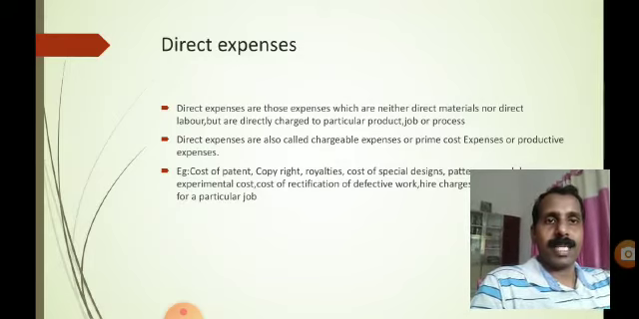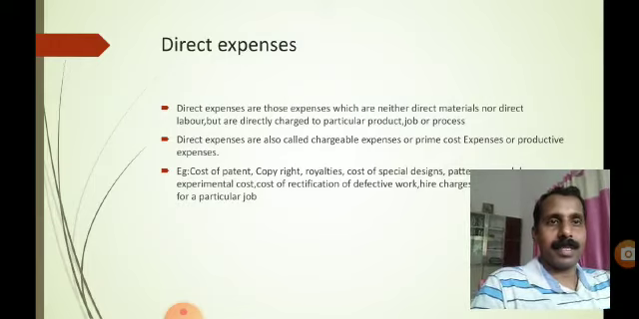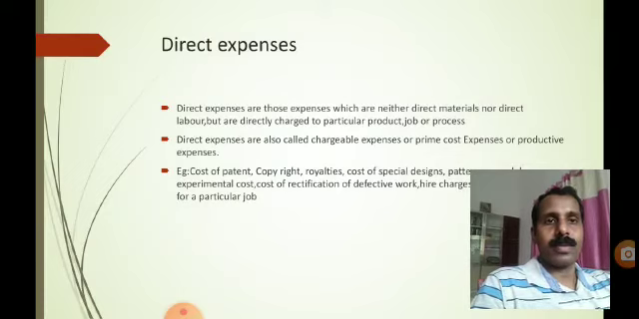Direct expense is also called chargeable expense or prime cost expense or productive expenses. Can you give an example of a direct expense? Cost of patent is a direct expense, or copyright, or royalties, like royalties paid on the basis of the number of units produced. Royalties are charged as direct expense, and they are not related to material or labor.